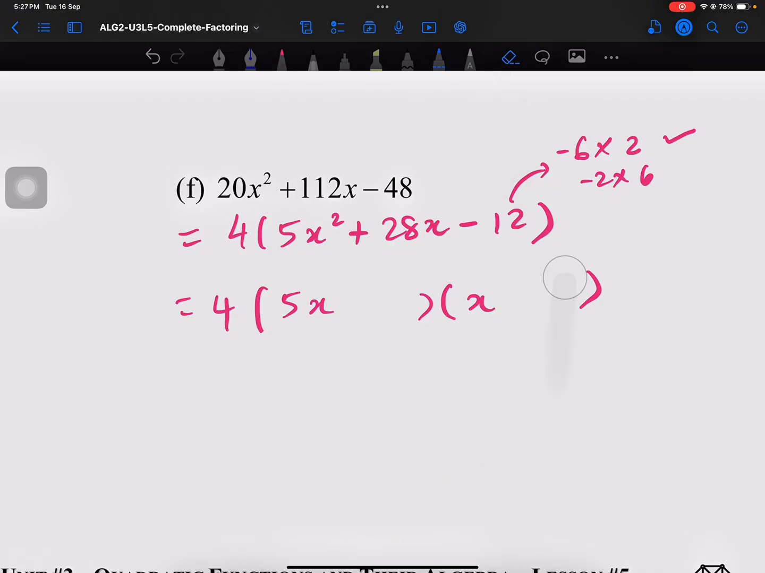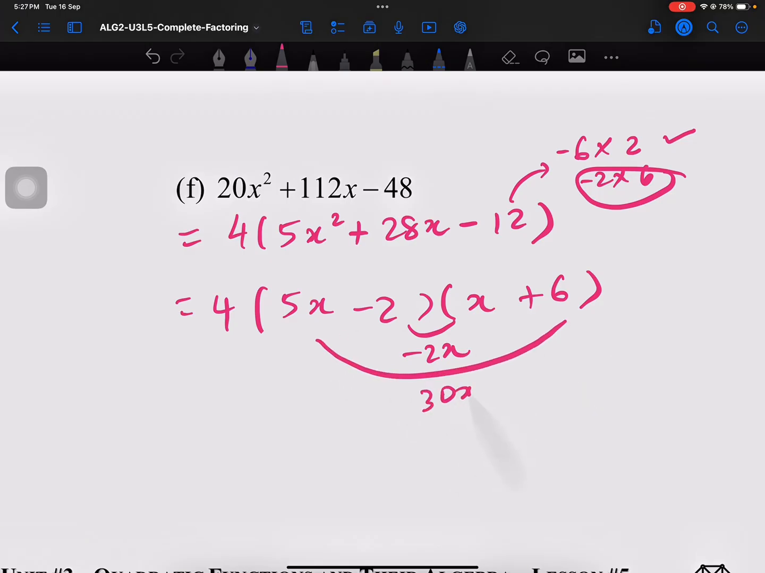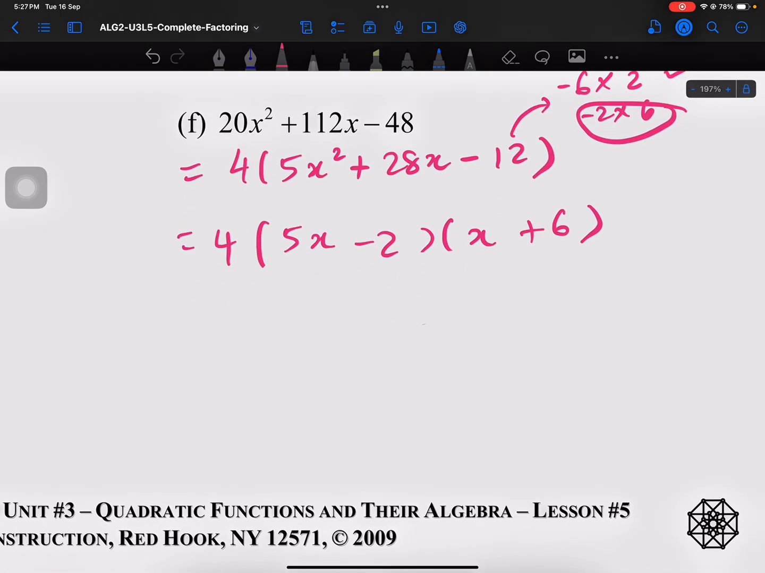So we try to change it. Minus 2 here, plus 6. We choose the second one first. Let's look at whether it's wrong or right. Negative 2x, and 30x. So when we add, it becomes positive 28x. So this is our correct factor. How do you want to confirm it is correct? We check it slowly. It is the correct factor.